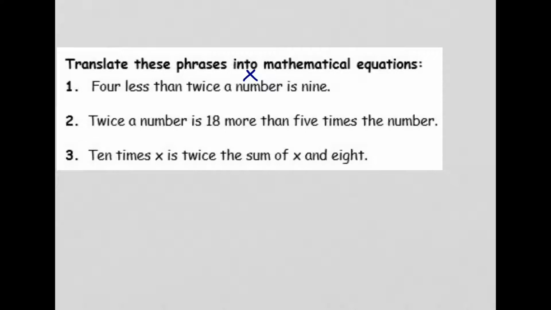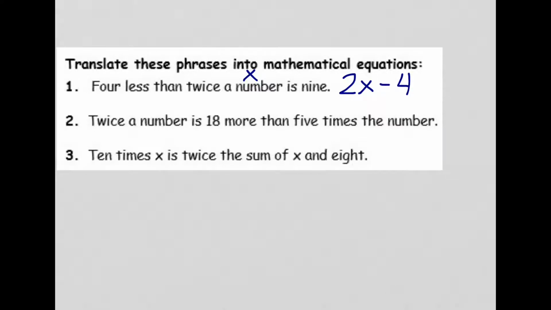Remember the very first assignment we did this year, we talked about assigning a variable to a quantity. So we don't know what the number is. We're going to call it X. What would twice that number look like? Well, twice something means multiply it by 2. So the coefficient is 2. So twice a number, then I have 4 less than that. So then I subtract 4.